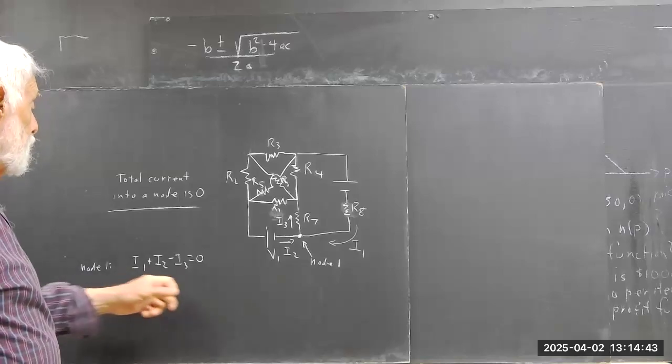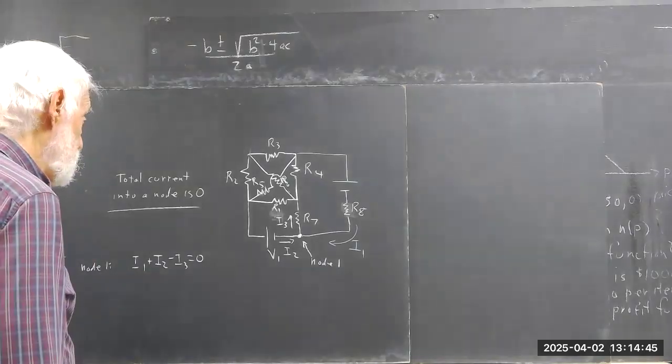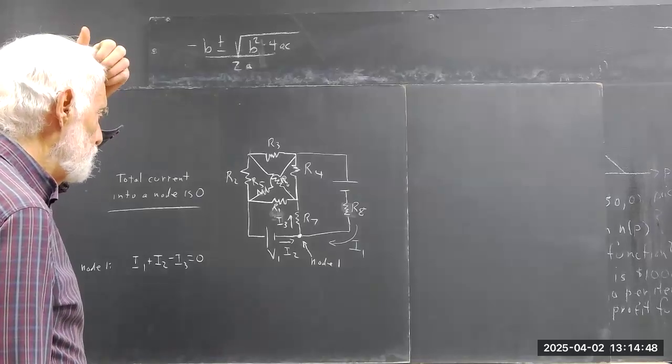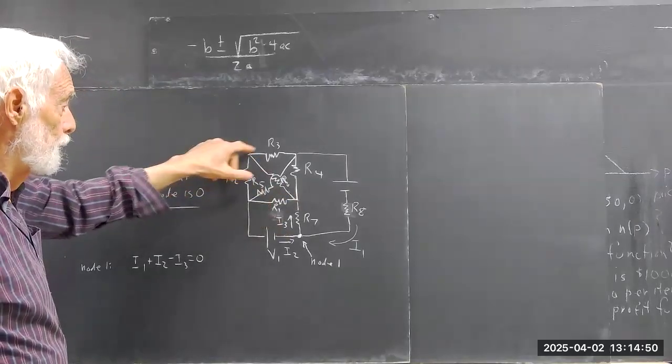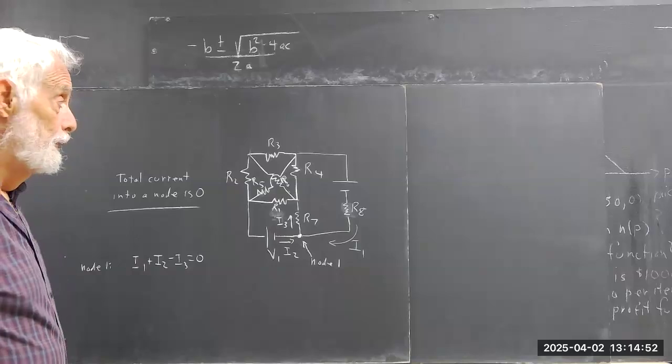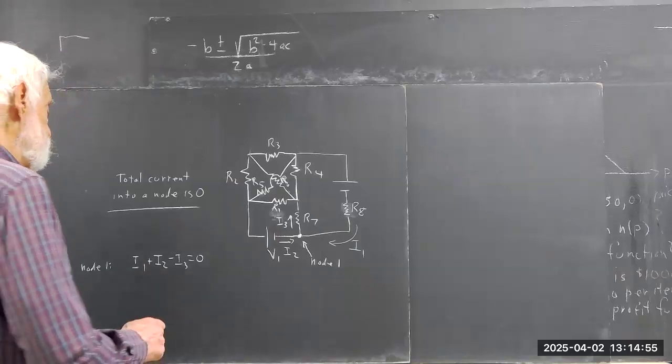Okay, so anyhow, there's node 1. Now there are other nodes. You've got a node here, a node here, a node here, and a node here, right? We've got 6 nodes.